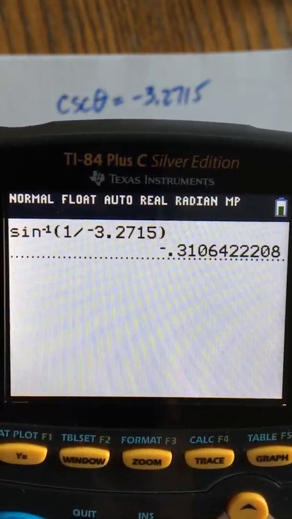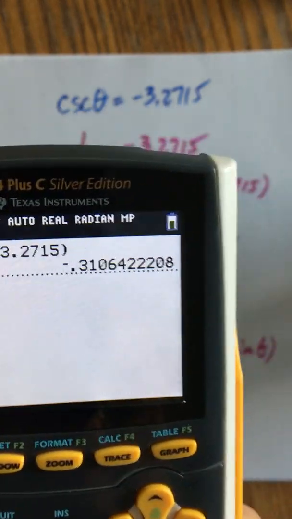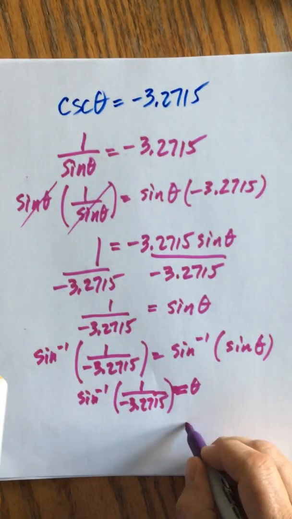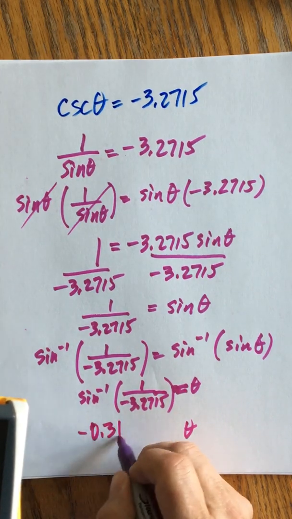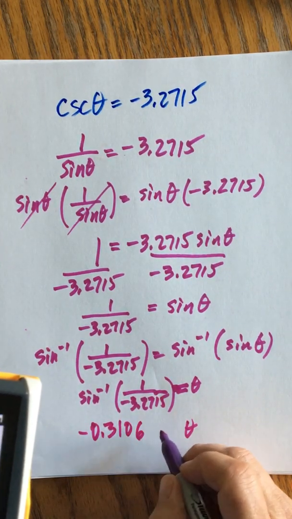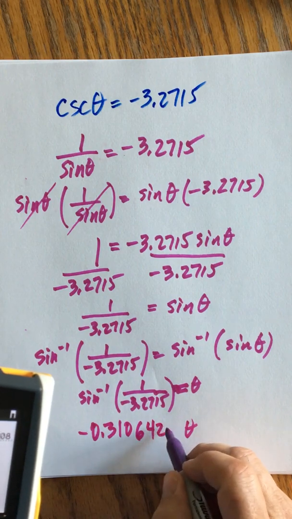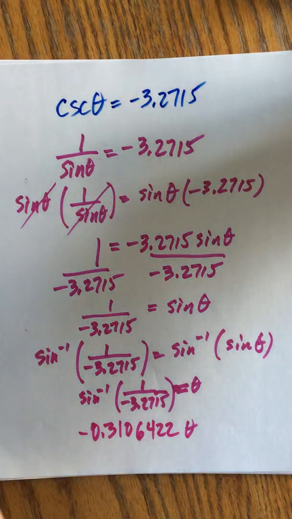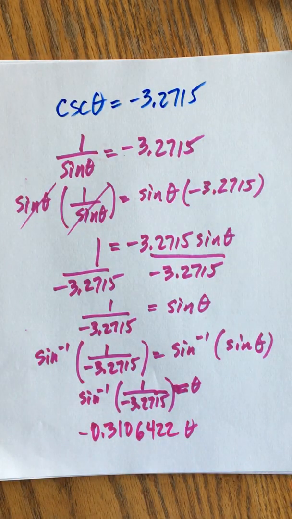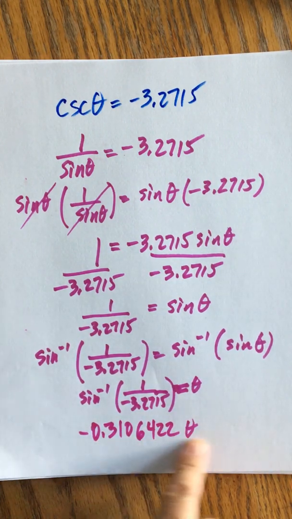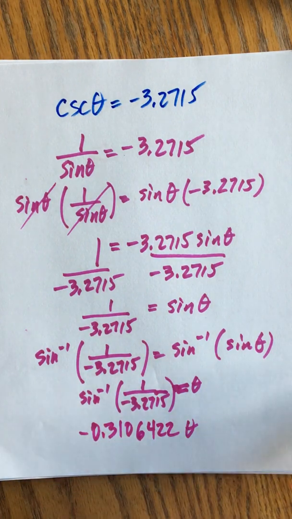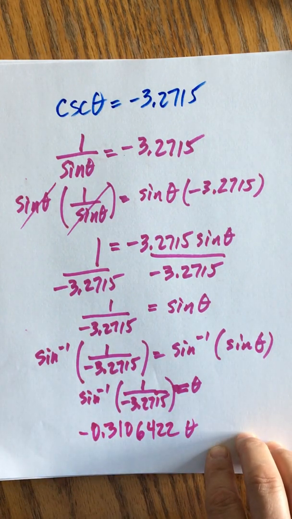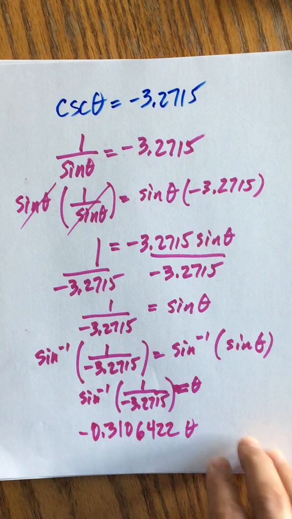So there we go. Here we go. Let's write it down. Theta is negative 0.3106422. I don't know how far they want to go. Okay. So that's our answer in radians. If you need it in degrees, you would just have a different mode. Okay. So thanks so much for listening.